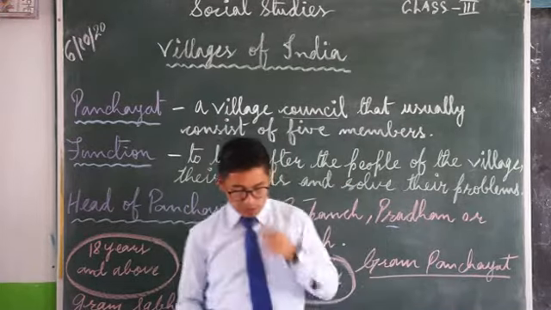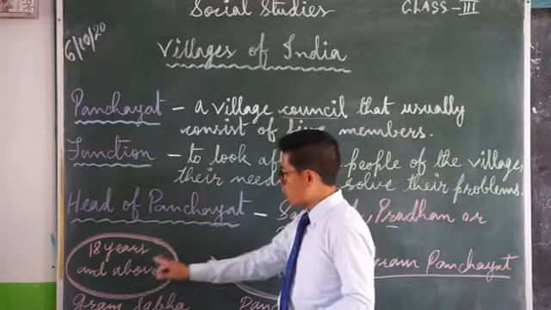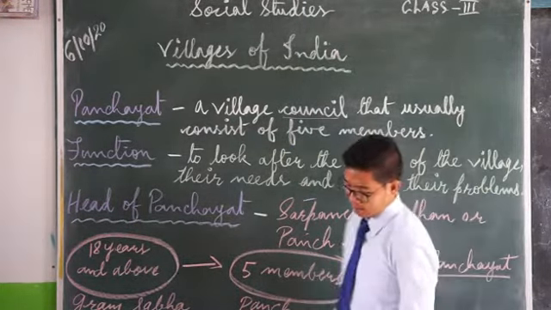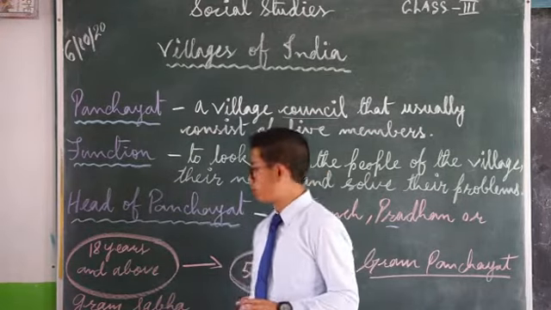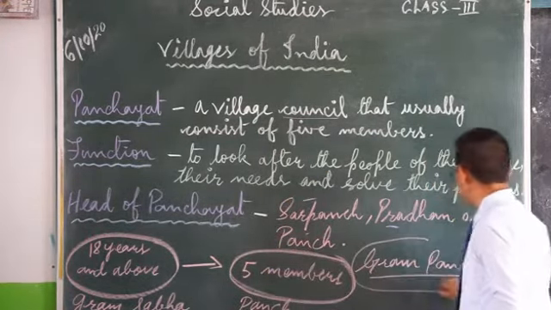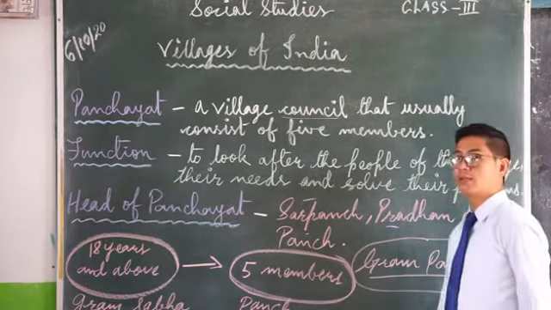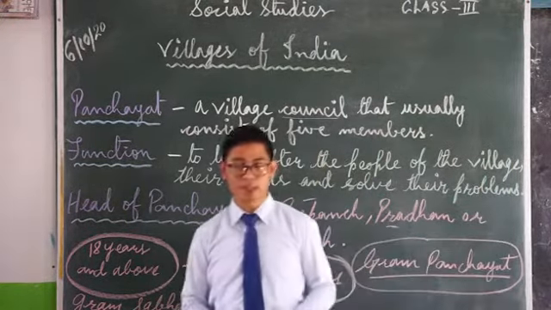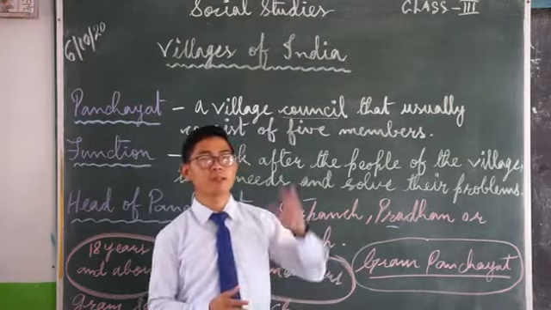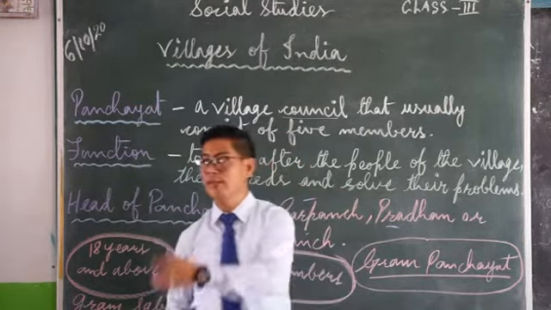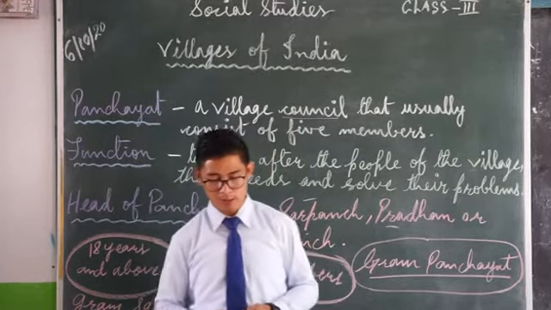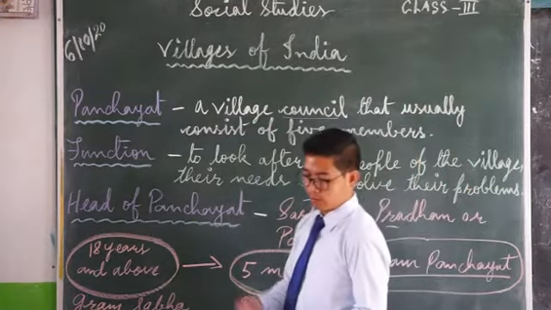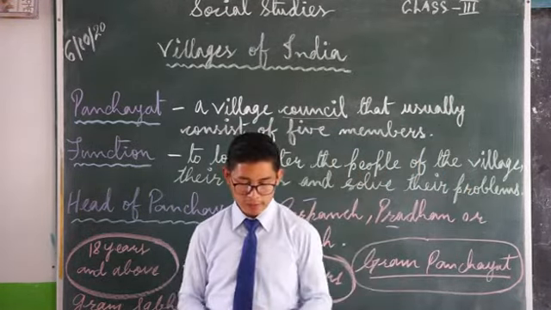Alright, so the Gram Sabha chooses 5 members which are called Gram Panchayat. Gram Panchayat means here government at the village level. So they maintain the law and order at the village levels. Okay, it's not possible for the government itself to go in the village and see to fulfill the needs of the village. It's not possible. So they make the Gram Panchayat who looks after the welfare of the villagers.